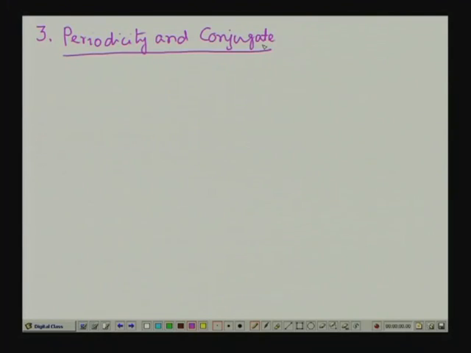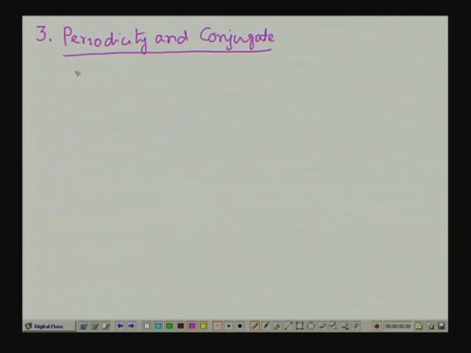So, the third property that we will talk about today is the periodicity and conjugate property. The first one that we will discuss is the periodicity and the conjugate property. The periodicity property says that both the discrete Fourier transform and the inverse discrete Fourier transform, that is DFT and IDFT, are periodic with a period capital N. So, let us see how this periodicity can be proved.